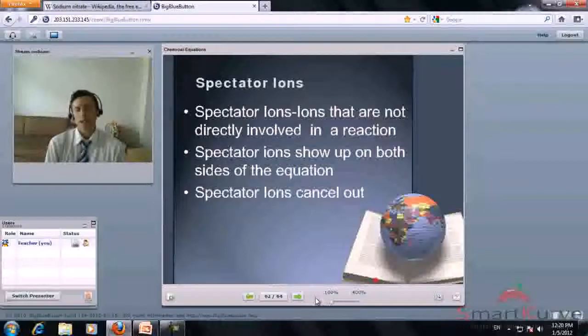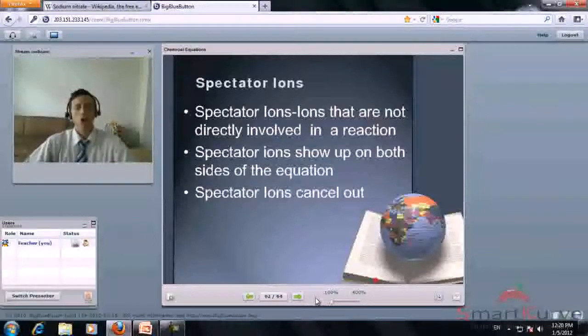Remember what a spectator is. A spectator is someone who is watching something take place. For example, if you go to a football game, you have the two teams competing on the field. The spectators are the people in the audience, the people who are just watching the game. A spectator ion is like a spectator at a sporting event, like a spectator at a football game. They aren't actually playing the game, they're sitting on the side as if they were watching it.